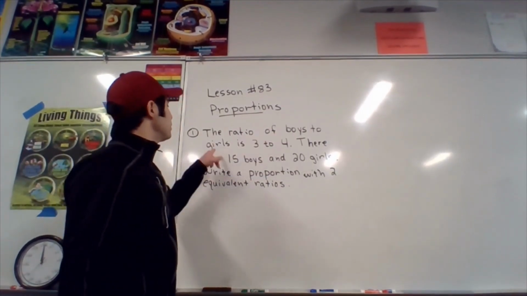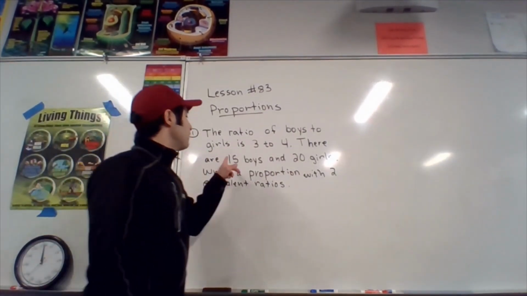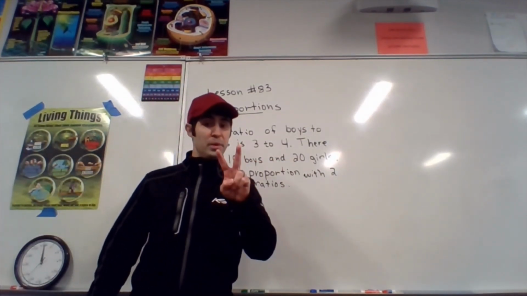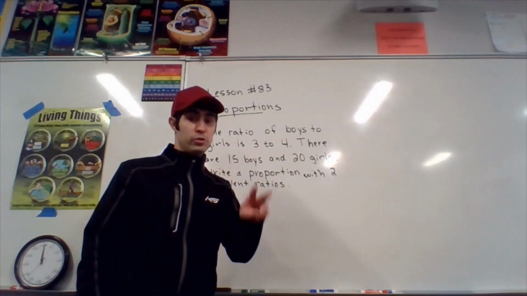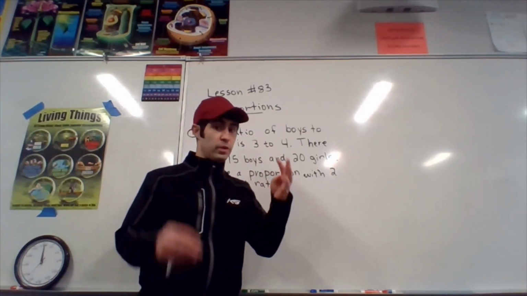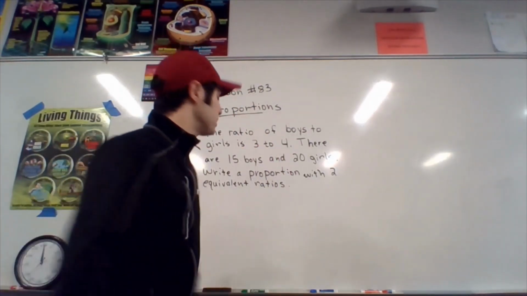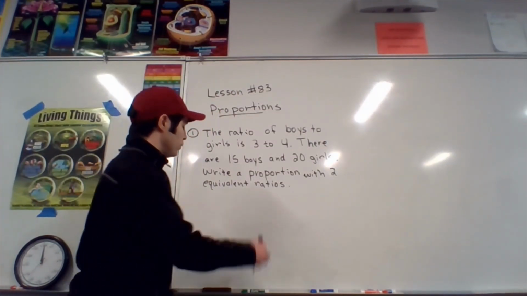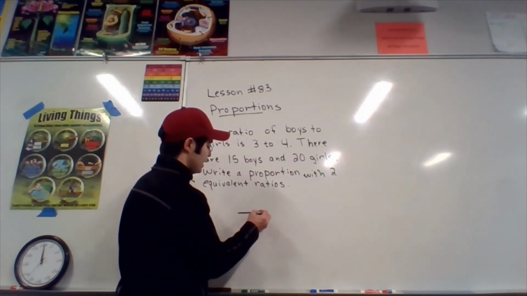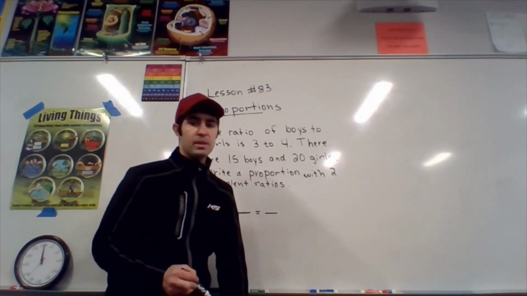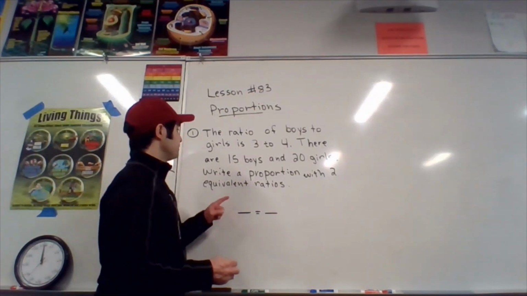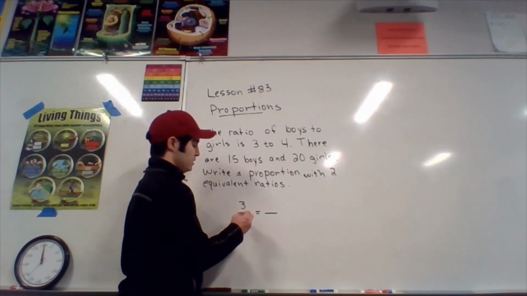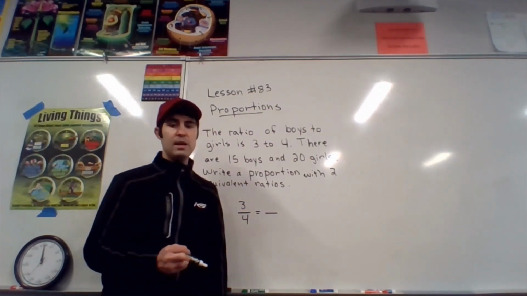All right, here's example number 1. The ratio of boys to girls is 3 to 4. There are 15 boys and 20 girls. Write a proportion, which is 2 ratios. Each ratio has 2 numbers. So 2 ratios of 2 numbers, so we're going to be writing a total of 4 numbers. Write a proportion with 2 equivalent ratios. So you're going to start out fraction bar equals fraction bar. Okay? The ratio of boys to girls is 3 to 4.